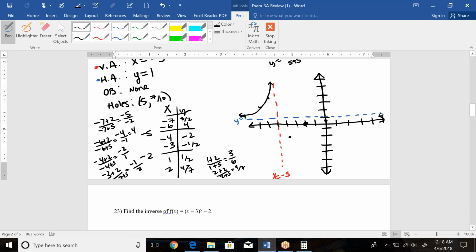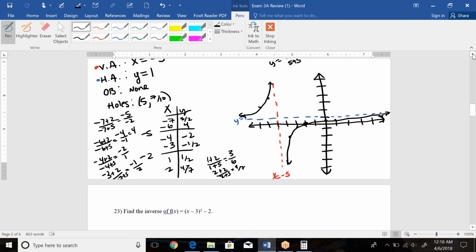-3 is at -1/2. So notice that is going down towards the red here. And then 1 is at 1/2. And 2 is at 4/7, which is a little bit more than a half. So this is headed towards that hole, and it will actually continue.